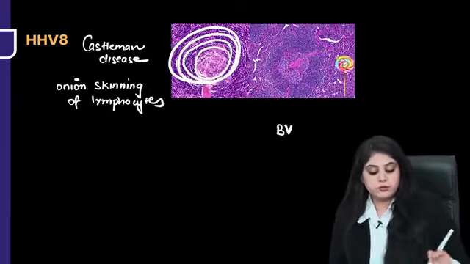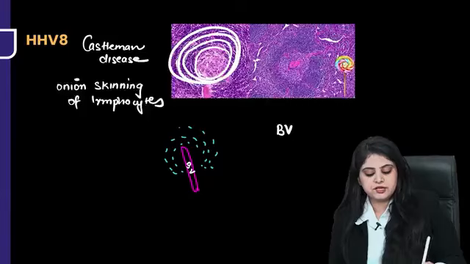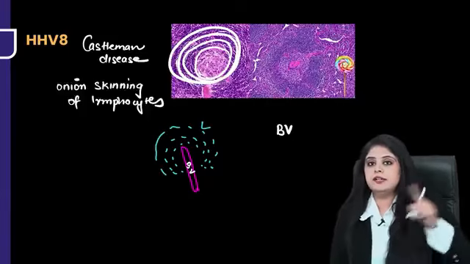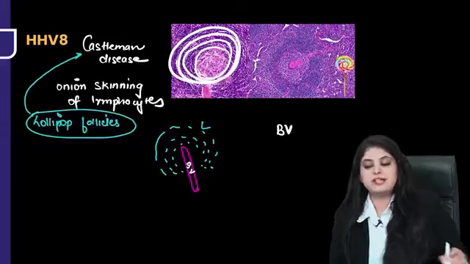So just imagine, now I'm going to draw it once again. For example, if this is a blood vessel, right, and around it you have lymphocytes, which are going round like this. Has it started looking like a lollipop? Yes, there are lymphocytes and there's a blood vessel. That is why you call them lollipop follicles. That's a very famous question that we would expect for NEET and INI students for Castleman disease.